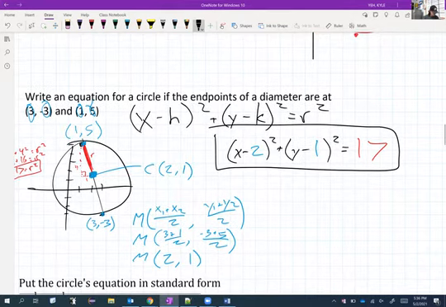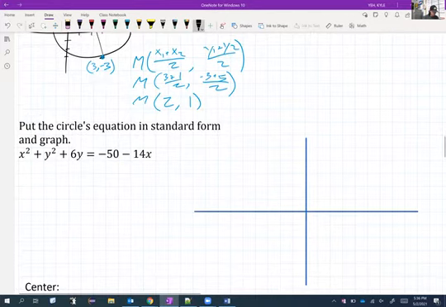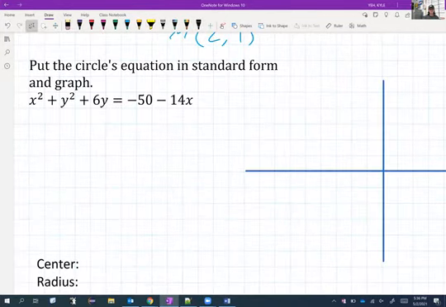One more type of circle problem, and this is a good one. It says, put the circle's equation in standard form and graph. Now, this doesn't look anything like that equation we saw earlier for a circle, (x minus h) squared plus (y minus k) squared equals r squared. How are we going to put it in standard form? We're going to complete the square twice. One for the x's, one for the y's.